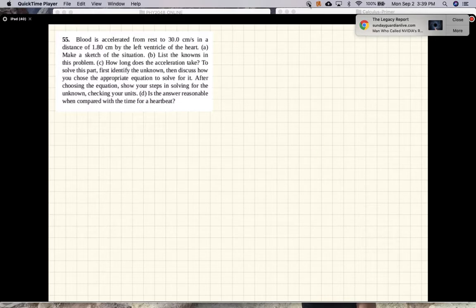Alright, so we'll just say this is the blood and it's accelerating. So its initial velocity is 0 meters per second and it accelerates to 30 centimeters per second, over a distance of 1.8 centimeters. Okay, so how long does the acceleration take?